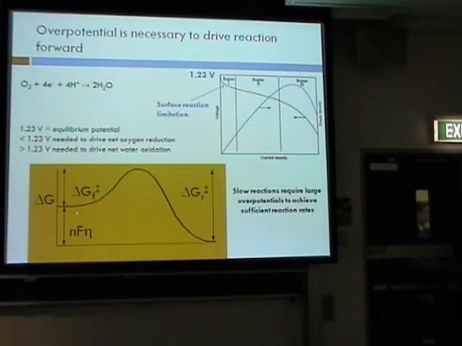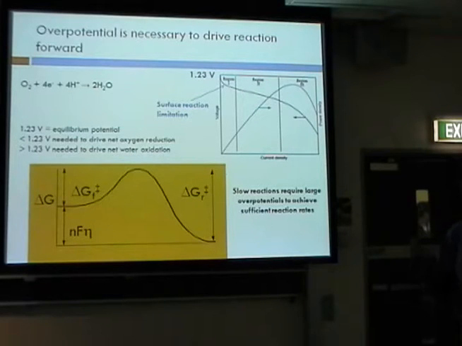You can control whether the Gibbs free energy of the reactants is above or below the Gibbs free energy of the products, and therefore drive the reaction in the forward or reverse direction, since the reaction is always going to want to go in the direction of decreasing Gibbs free energy. If we want the reaction to go in the forward direction, so if we want to do oxygen reduction, then we need to apply less than 1.23 volts.